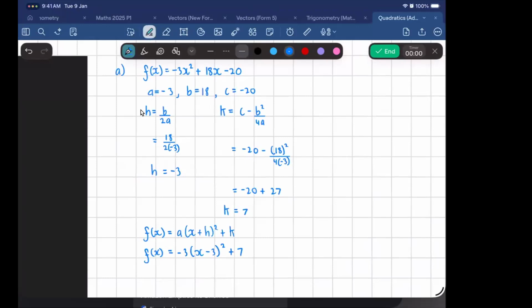Yes. Serena, let me see what you got. So Serena, you got the correct thing. Just don't forget to write f of x, right? Because our original function was called f of x. So you'll say f of x is equal to minus 3 open bracket x minus 3 close bracket squared plus 7, right? Okay, sir.